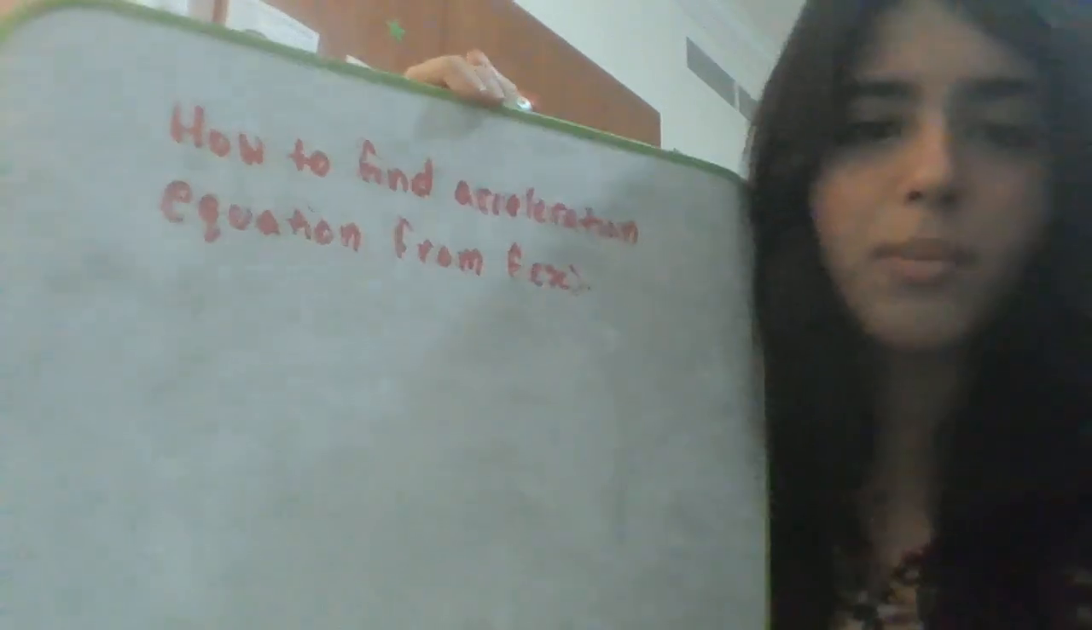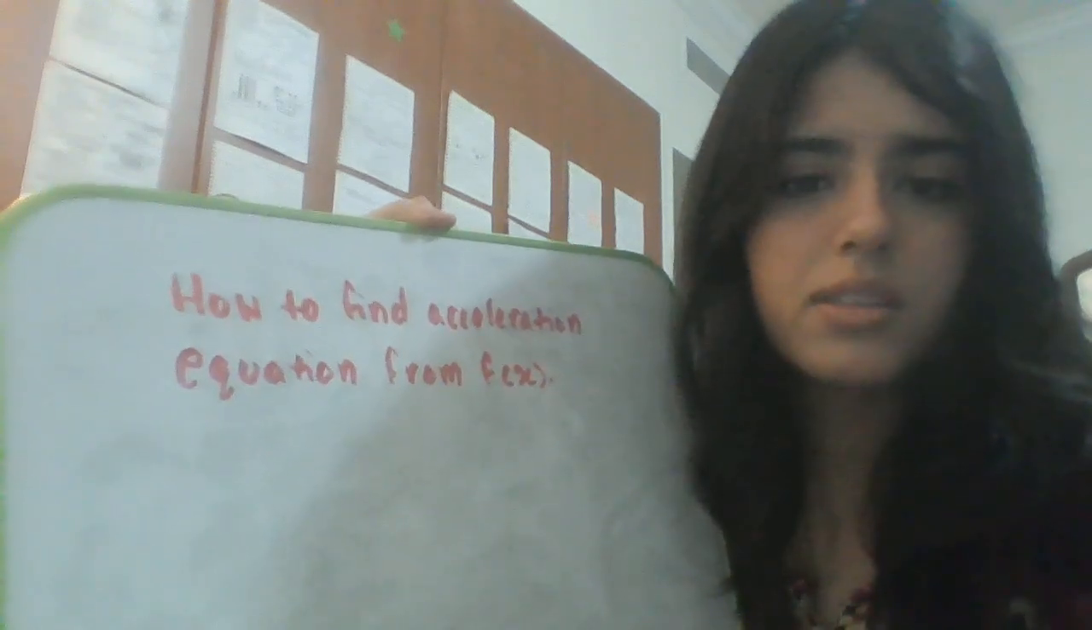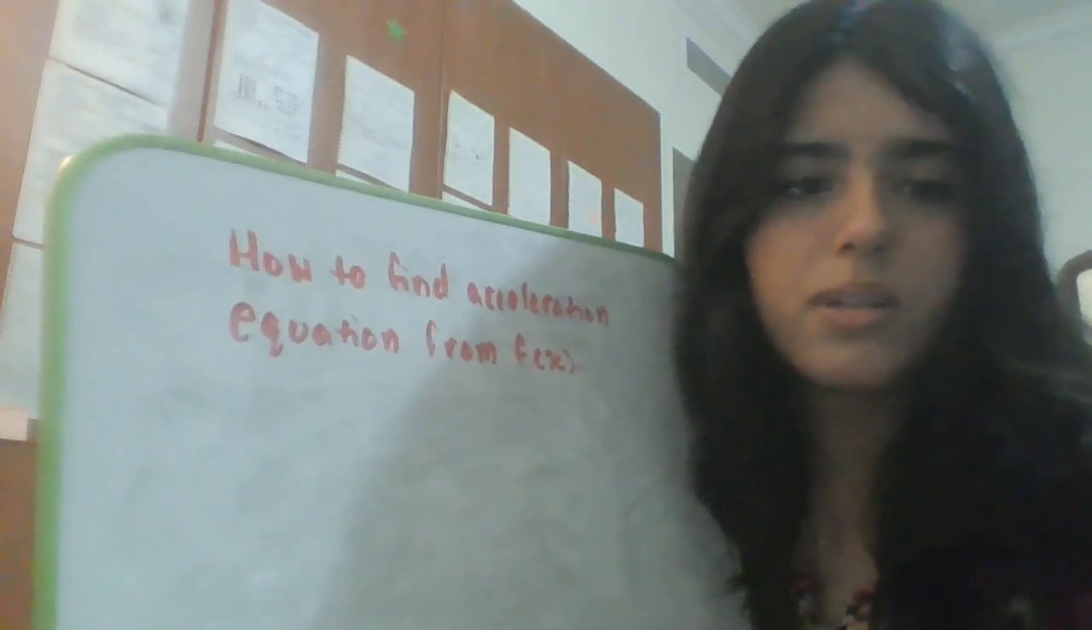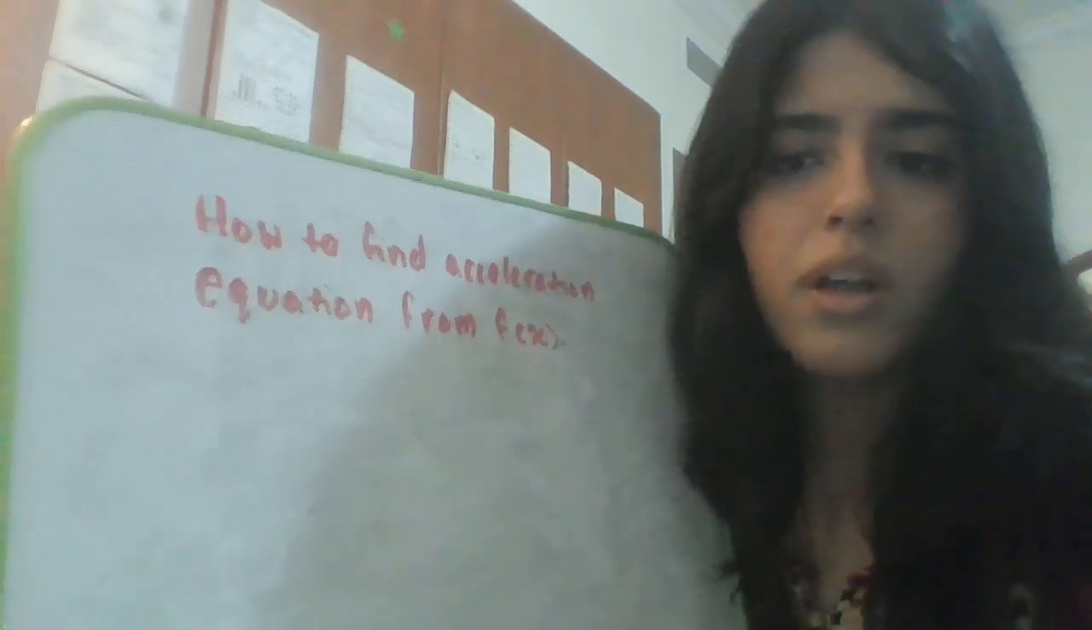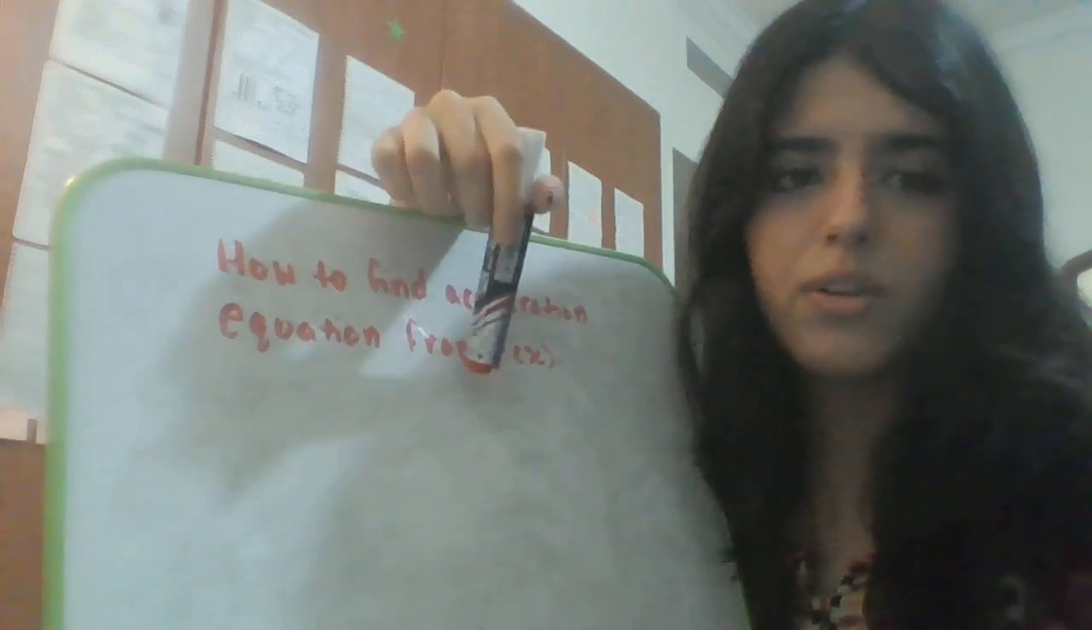Today I'm going to be teaching how to find the acceleration of an equation from f of x. This is going to be a really short video because it's a very simple concept to understand. You just need to know that when you are given an equation, the first derivative will be the velocity, and then the second derivative of it will be the equation for acceleration.